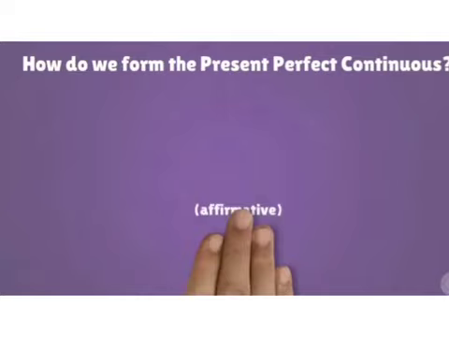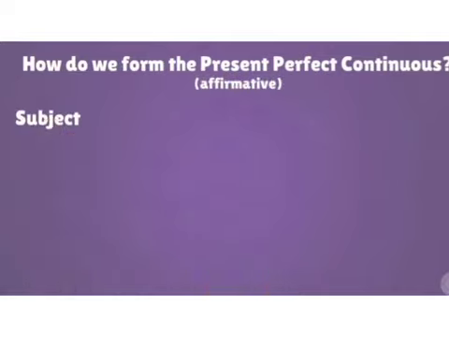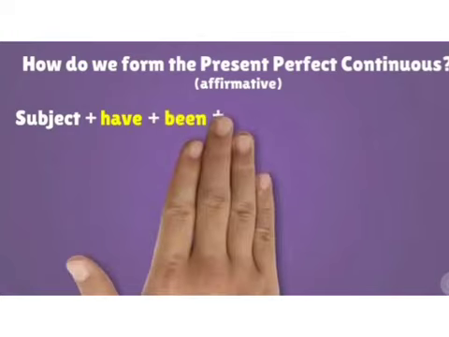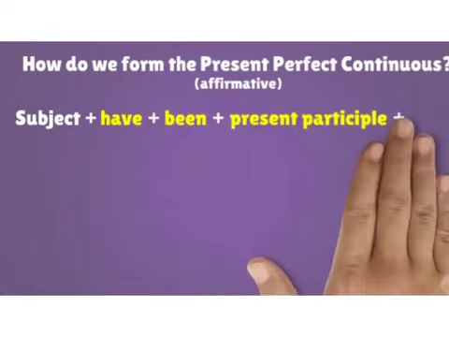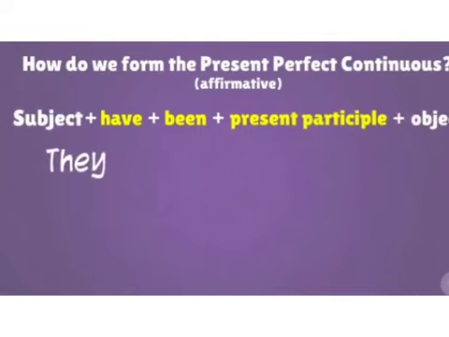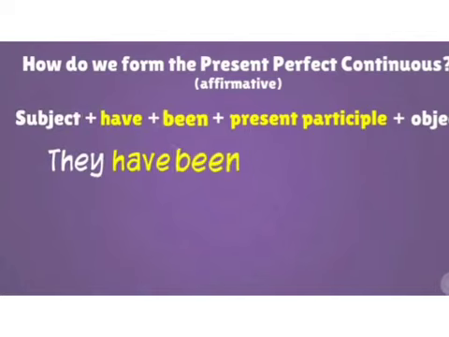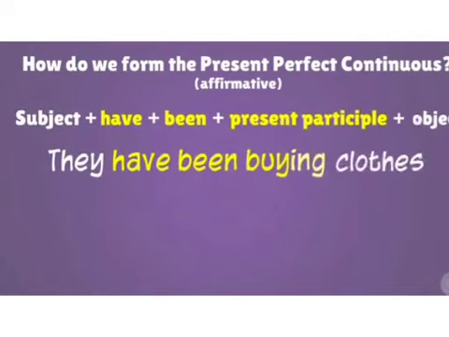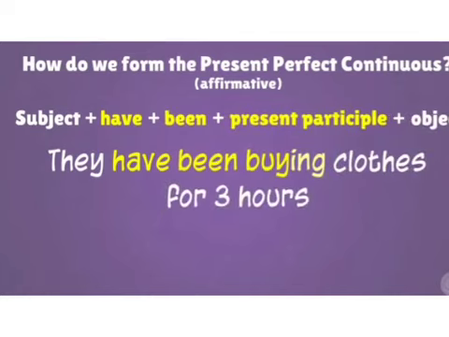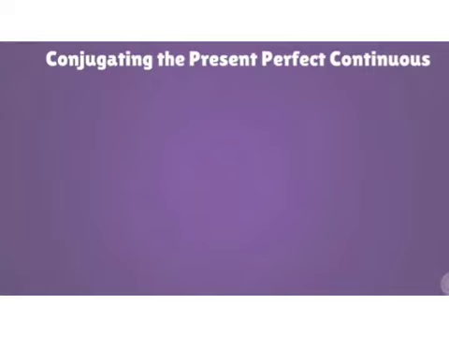Yes, children, now I hope you are thorough with the present perfect tense also. Let's move on to the present perfect continuous tense. So, present perfect continuous affirmative. Let's see the formula. Subject plus have plus been plus present participle plus object. So the example is they have been buying clothes. As we all know, continuous is verb plus ing. Perfect we all know, have or has, and we are using been here for the affirmative sentence.